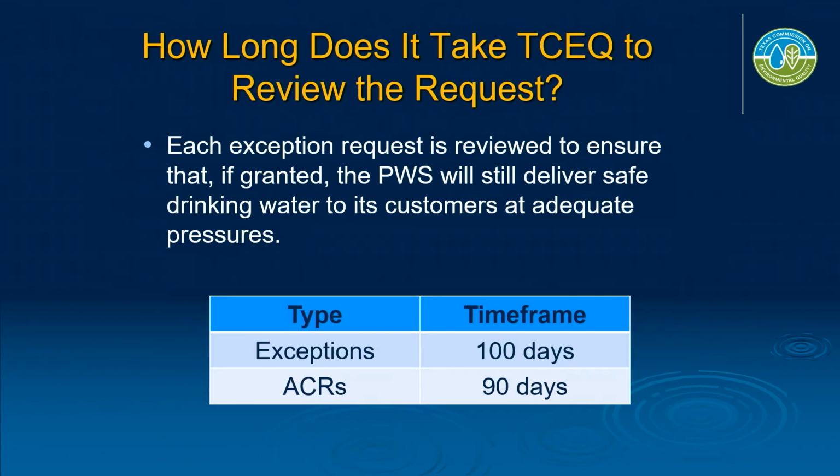How long does it take TCEQ to review the request? We get this question a lot: where's my exception? Why haven't I seen it yet? Well, each exception request is reviewed to ensure that if granted, the PWS will still deliver safe drinking water to its customers at adequate pressures. With your general exceptions, your sanitary control easements, your pressure cementing and whatnot, it's going to take 100 days from the time that we receive it. That ticker starts going, and we have 100 days. With ACRs, it's a little bit different, and we get 90 days to get it back to you guys.